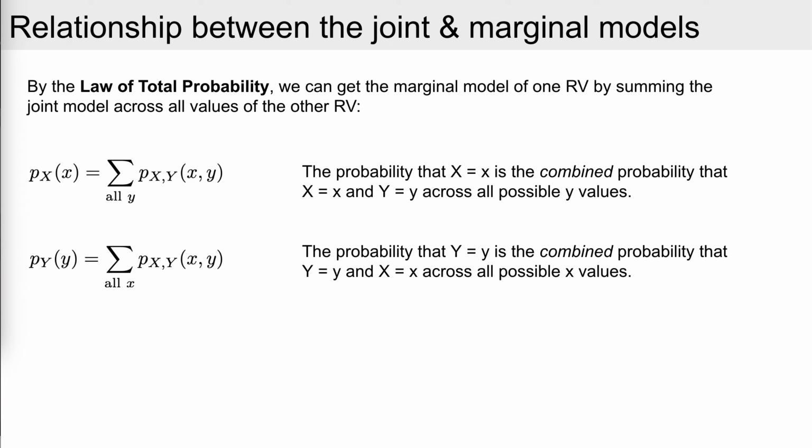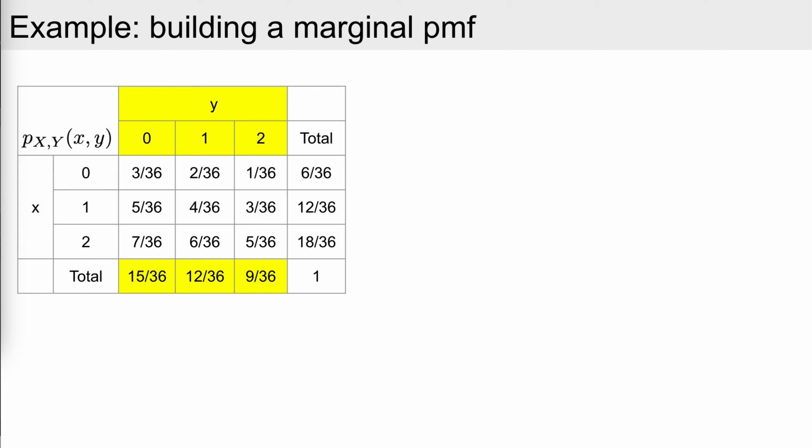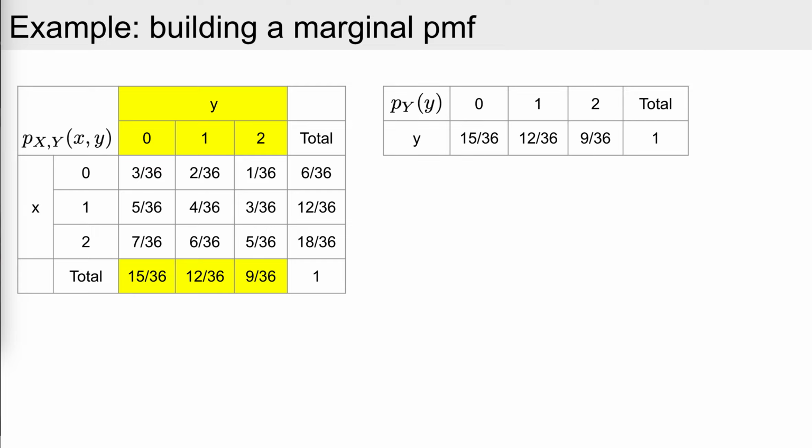Similarly, the PMF of Y is the joint PMF of X and Y, summed across all x values. That is, the probability that Y equals little y is the combined probability that Y equals little y and X equals little x across all possible x values. Let's apply this property to our example. Looking at the column sums alone, we can build a table for the PMF of Y. Y equals 0 with probability 15 out of 36, Y equals 1 with probability 12 out of 36, and Y equals 2 with probability 9 out of 36.